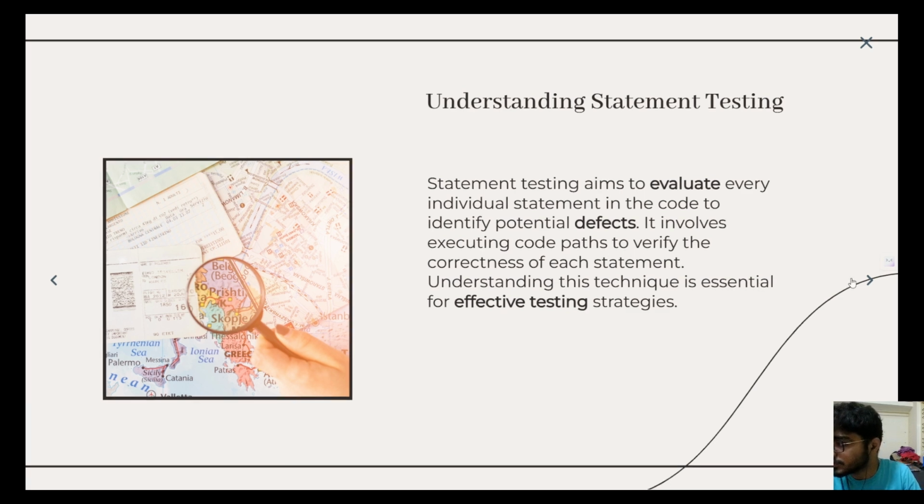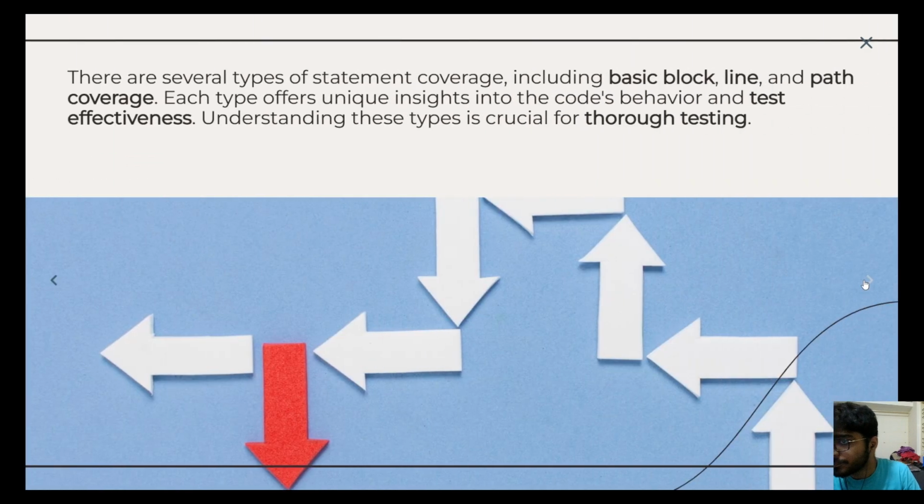Going on to the next thing, there are several types of coverage, including basic block, line, and path coverage. Each type offers unique insights into the code's behavior and test effectiveness. Understanding these types is crucial throughout the testing.